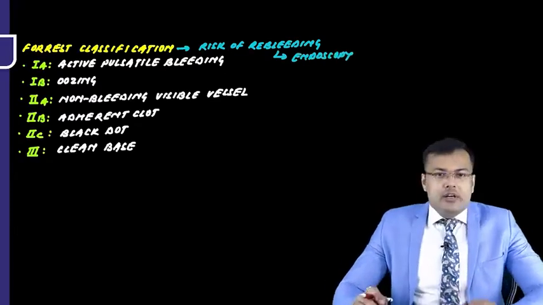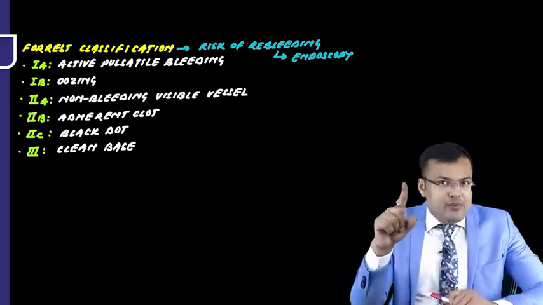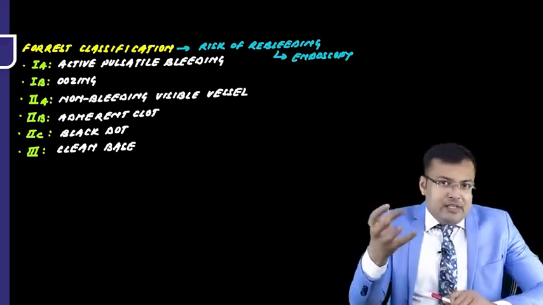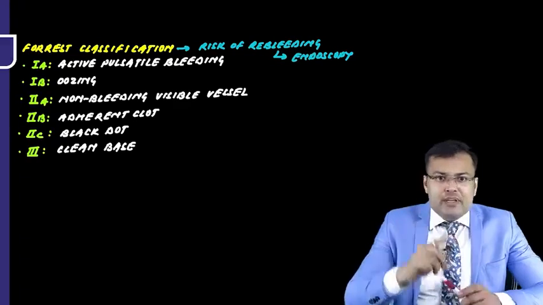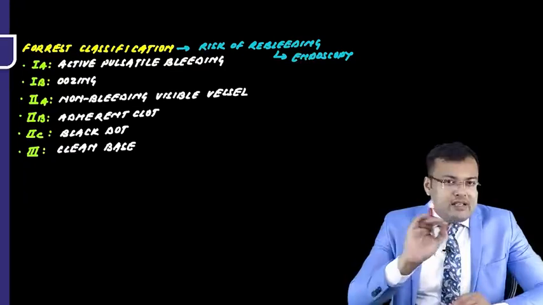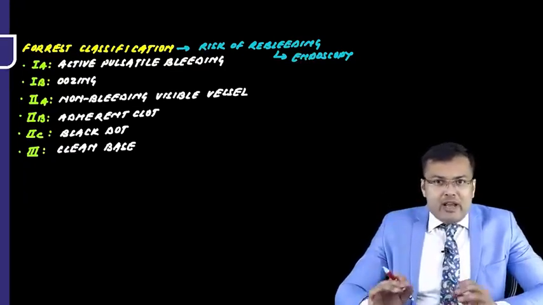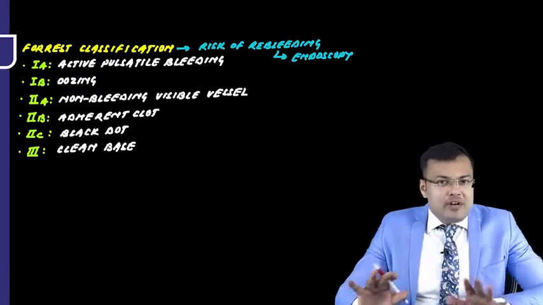Now see, according to Forrest classification, what are the types? 1A. 1A is active pulsatile bleeding. 1B, when there is oozing, but you can't see the source of bleeding. 2A, there is non-bleeding visible vessel. 2B, at the site of bleeding, there is adherent clot. 2C, there is black dot. And 3, there is clean base, no evidence of bleeding.